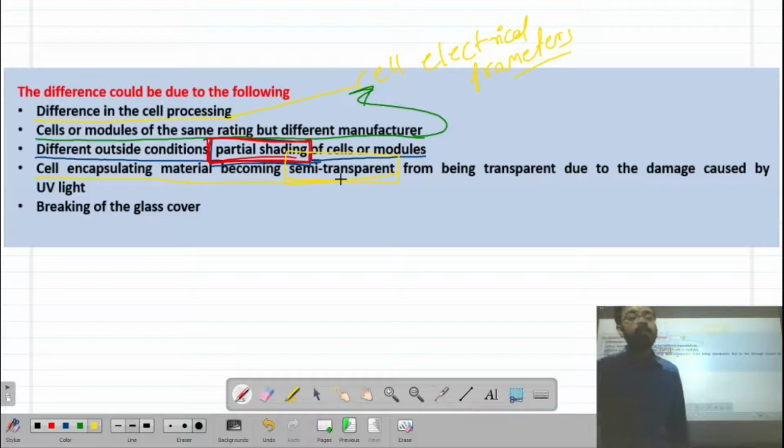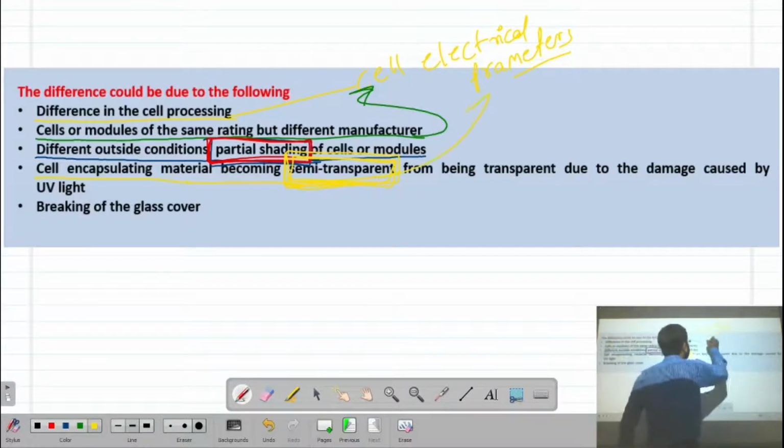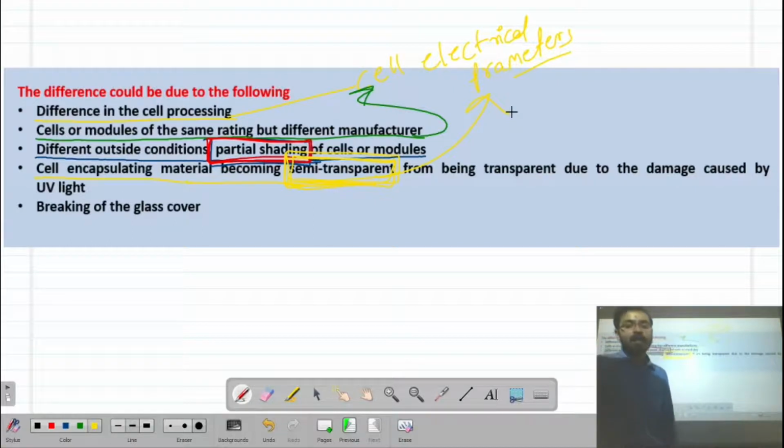Remember, I use the word transparent encapsulating material, which means it should not absorb or block any of the light falling on a solar cell. If it becomes semi-transparent from being transparent due to the damage caused by UV rays, then again it will have variation in the cell electrical parameters.